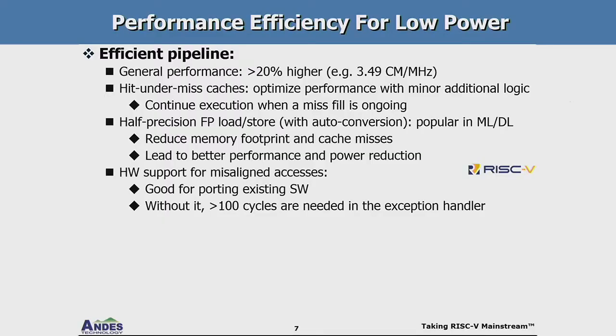And also, on the hardware side, we support misaligned access. Because we know right now the majority of existing software runs on architectures which support misaligned access. So we think this is important. Because without the hardware support, when you get a misaligned access, you're probably going to take about 100 cycles in the exception handler. So you may be able to optimize a little bit, but I think there's still quite a lot of cycles there.